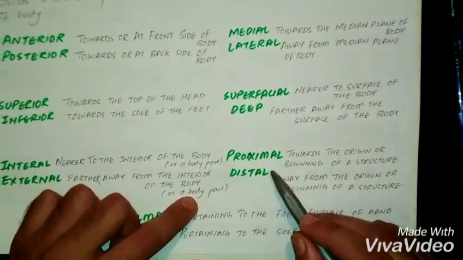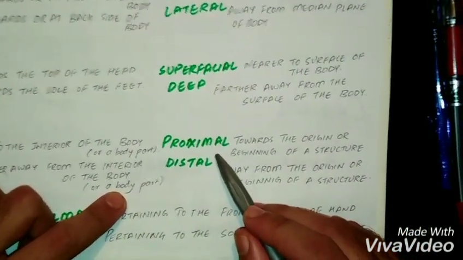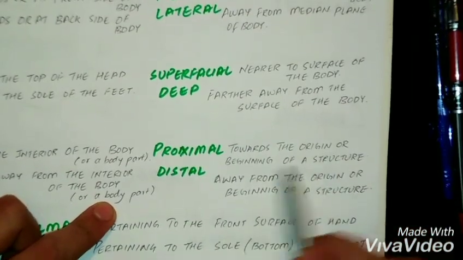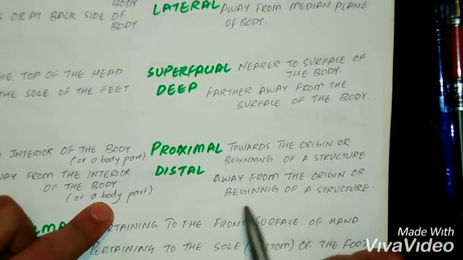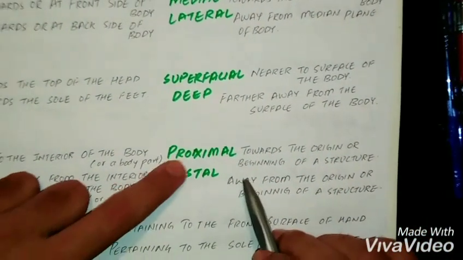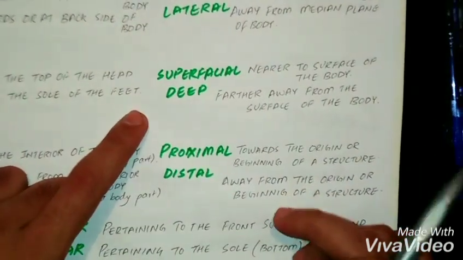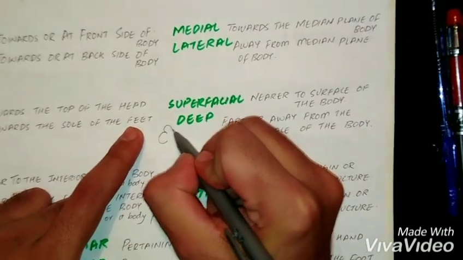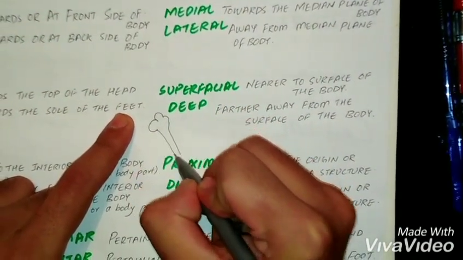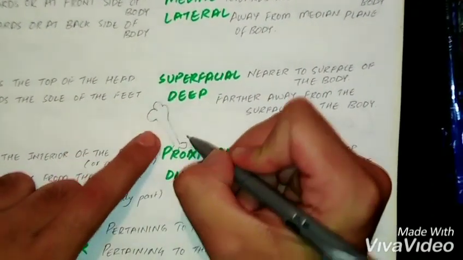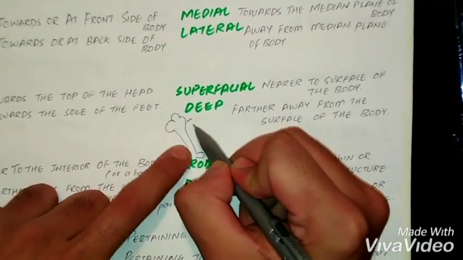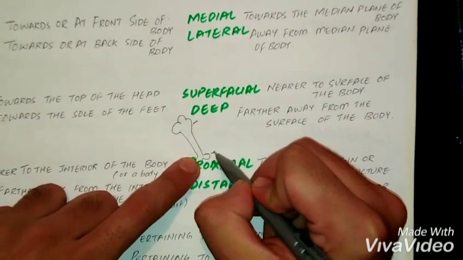Then we come to proximal and distal. Proximal is towards the origin or beginning of a structure. Distal is away from the origin or beginning of a structure. If we draw a humerus bone here, this is not a scientific diagram, its proximal region is its origin and its distal region is its end.